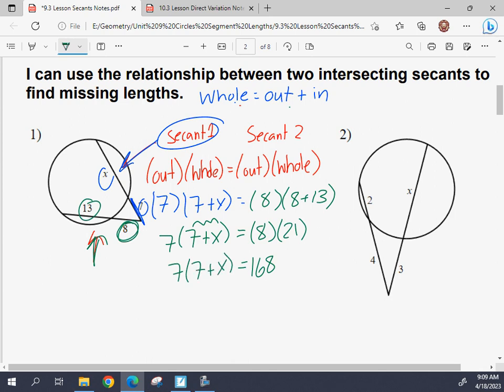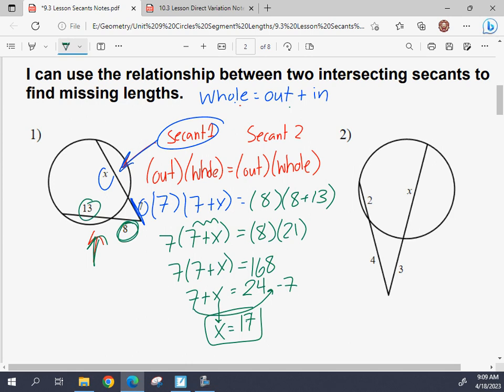To make my life easier, I'm going to divide both sides by 7 here. And so on the left, I'm left with 7 plus x. On the right, I'm left with 24. I did 168 divided by 7. I'm going to move this 7 over here. It's going to become negative 7. And so I get x equals 24 minus 7, which is 17.